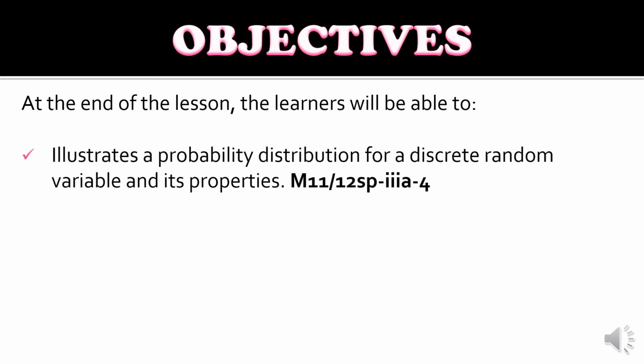From the previous lesson, we were not able to meet the last objective, so we will have that for today. So today's objective is, at the end of the lesson, the learners will be able to illustrate a probability distribution for a discrete random variable and its properties.